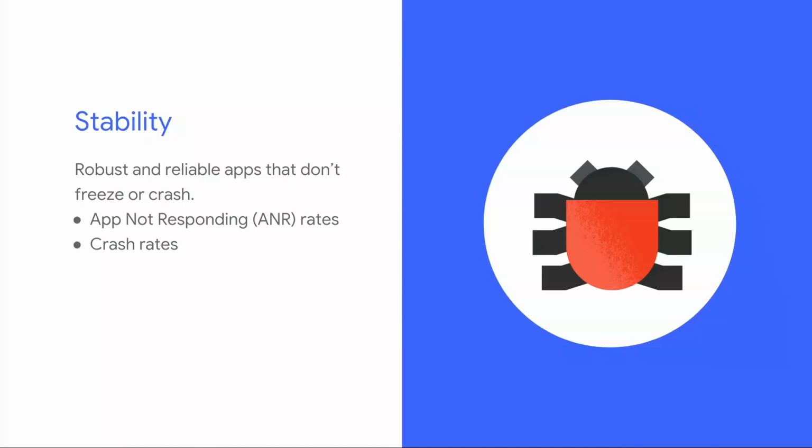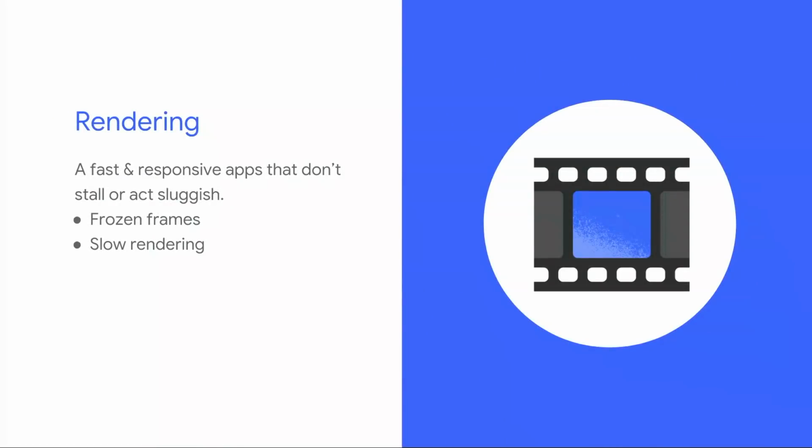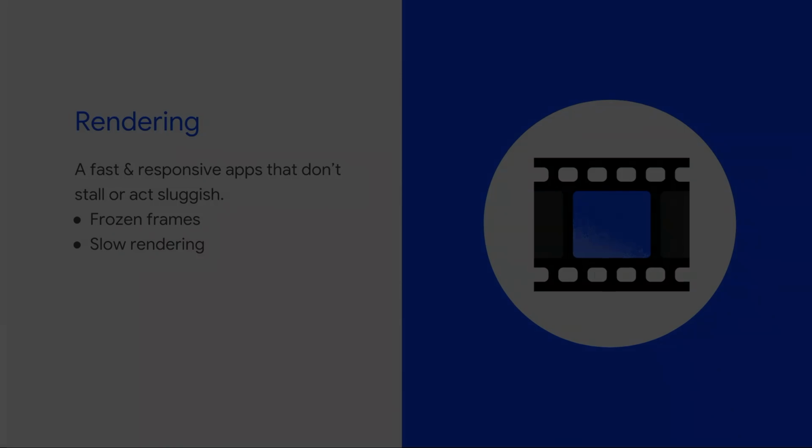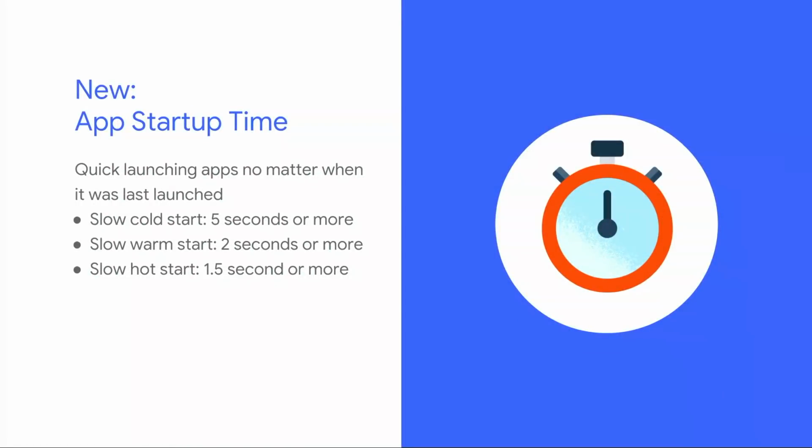Stability is all about building a robust and reliable application so that users are using your application without freezes or crashes. And rendering is all about building a fast and responsive application that's silky smooth and doesn't lag or stall on users. With startup time, we're enabling you to provide a quick launching application to your users, no matter what state your app has been in.